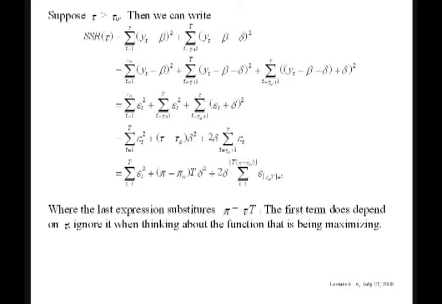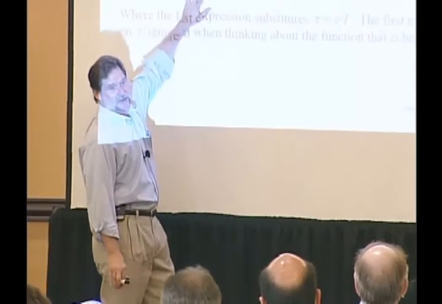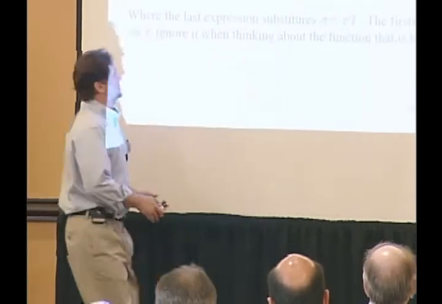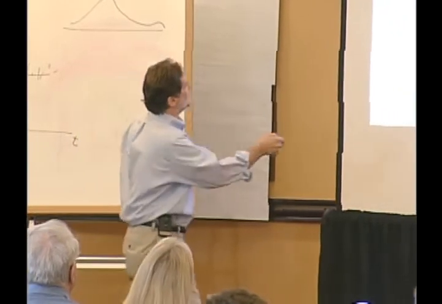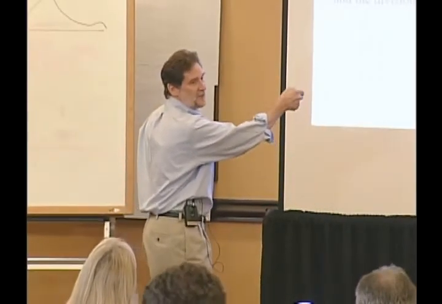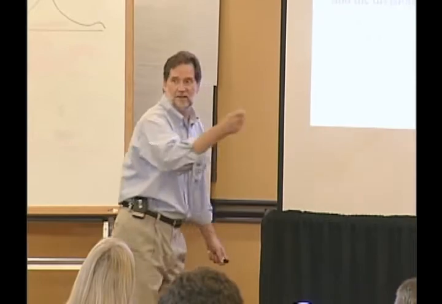And this doesn't matter. This is just sum of squared epsilons. So let's think about minimizing this guy. Again, we're thinking about the case in which tau is bigger than tau naught. I'll do the case in which tau is less than tau naught separately, and then we'll put them together. So this is only one side of the problem. Let's look at this part of the objective function. This doesn't matter for the objective function, so I got rid of the sum of squared epsilons.